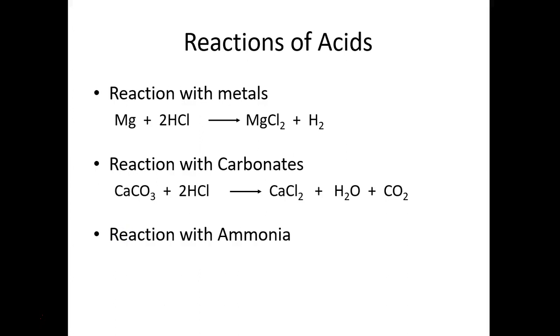And then we react with ammonia. It should say we'll form an ammonium salt. And we see here HCl reacting with ammonia will produce ammonium chloride. If it was sulfuric acid with ammonia, it would form ammonium sulfate, etc.